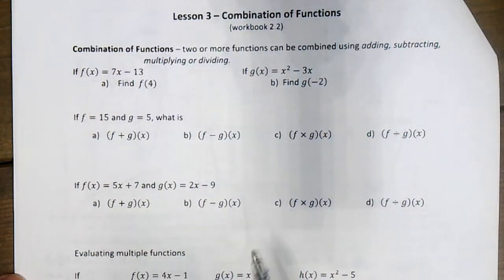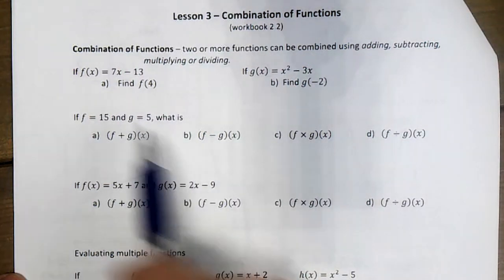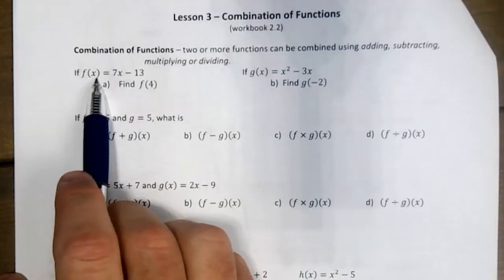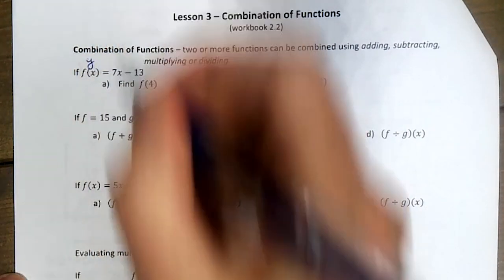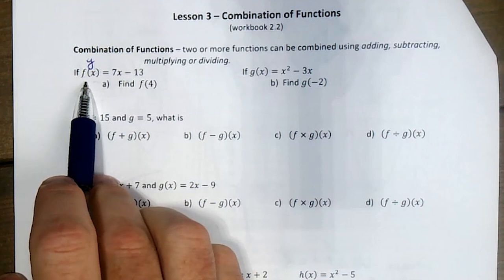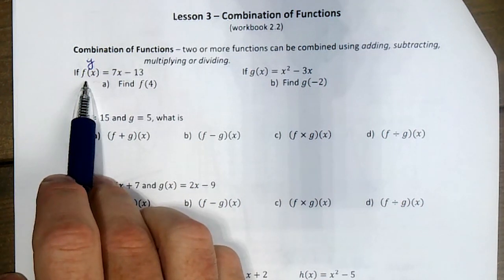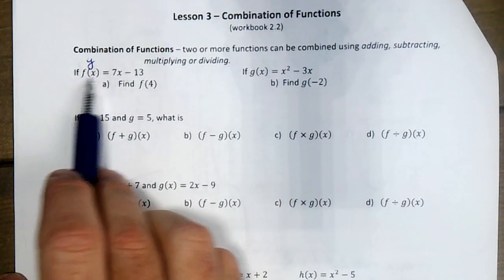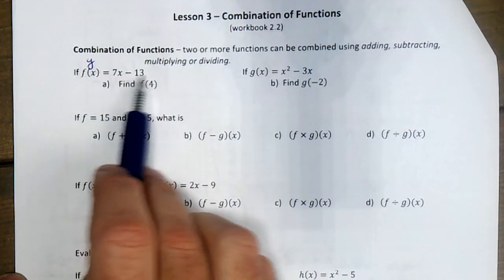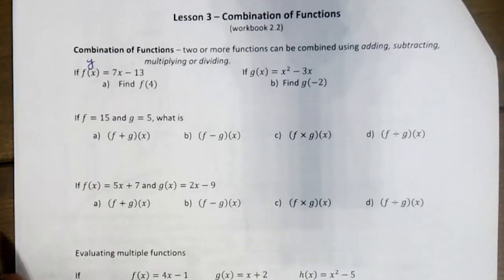Okay, so we're going to do functional notation. Basically f of x is the same thing as y equals, but we're going to use f of x, or even g of x, for most of this chapter. Now f of x, the function of x, is equal to 7 times x minus 13.